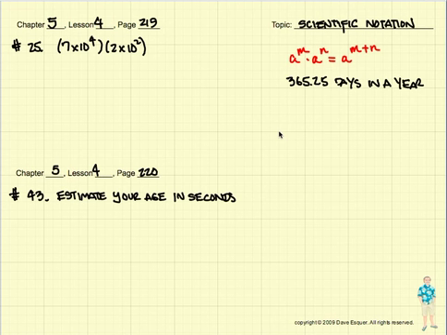On the right-hand side, we've got a couple of things we have to remember. A to the mth power times a to the nth power. All we're going to do is add up our exponents.